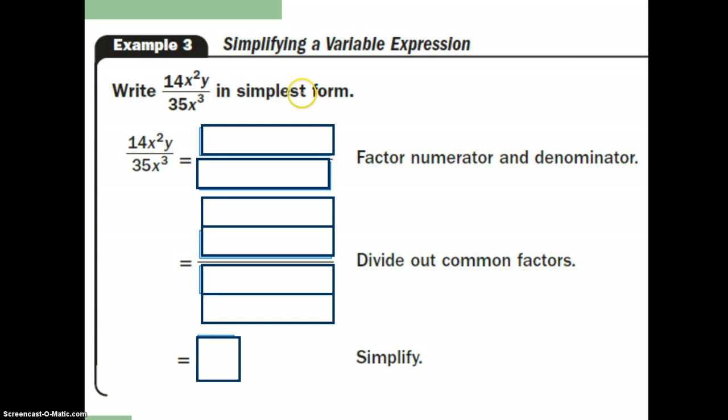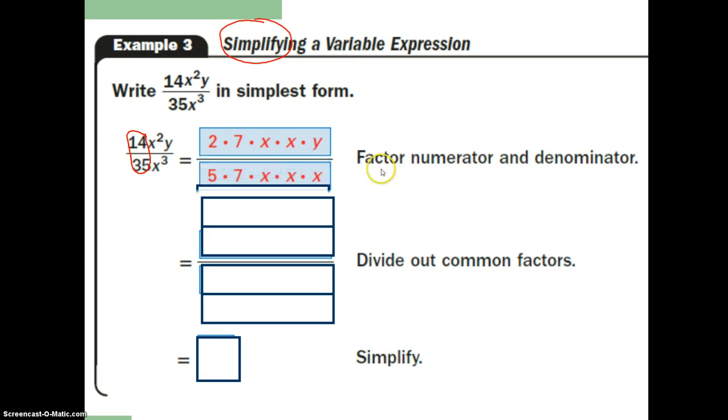This time we're going to simplify a variable expression. Okay, we're simplifying it. You have variables, so you're not just going to get a single fraction. First of all, let's factor the numerator. Or you can think about simplifying the numerator and denominator of this fraction you see. 14 is 2 times 7, and then x times x times x. 35 is 5 times 7, and x times x times x. You are going to divide out the common factors. Let me show you how you do that.